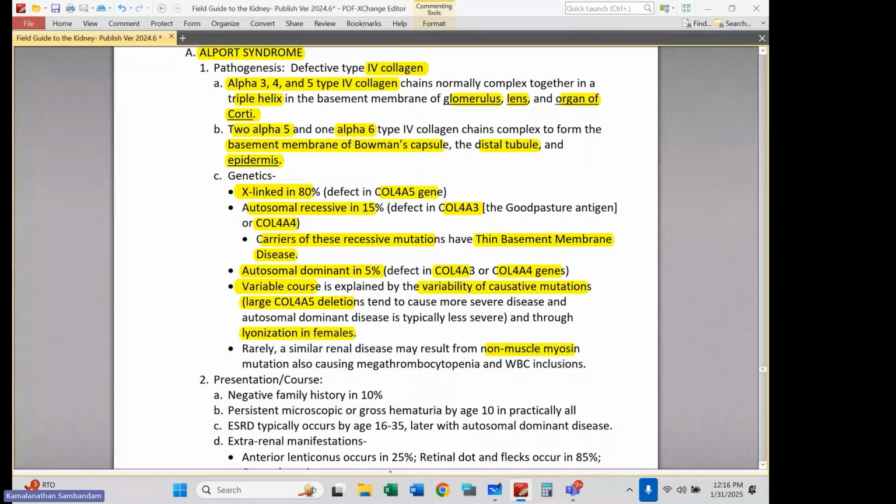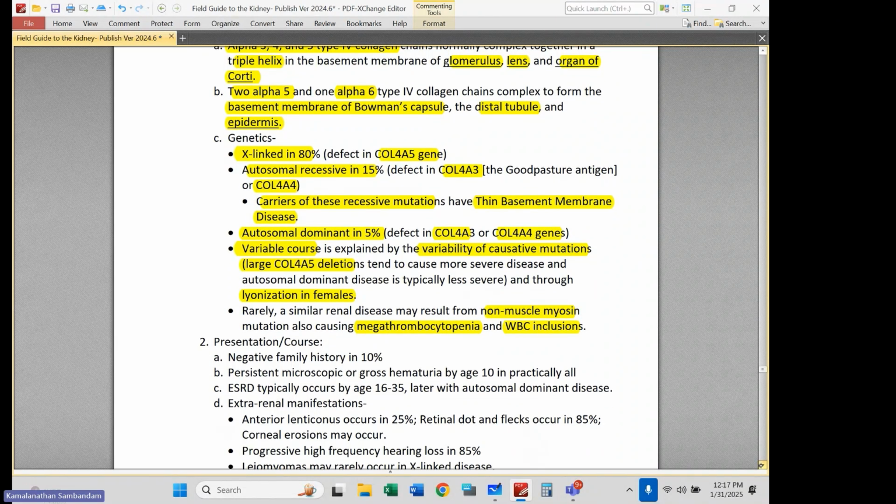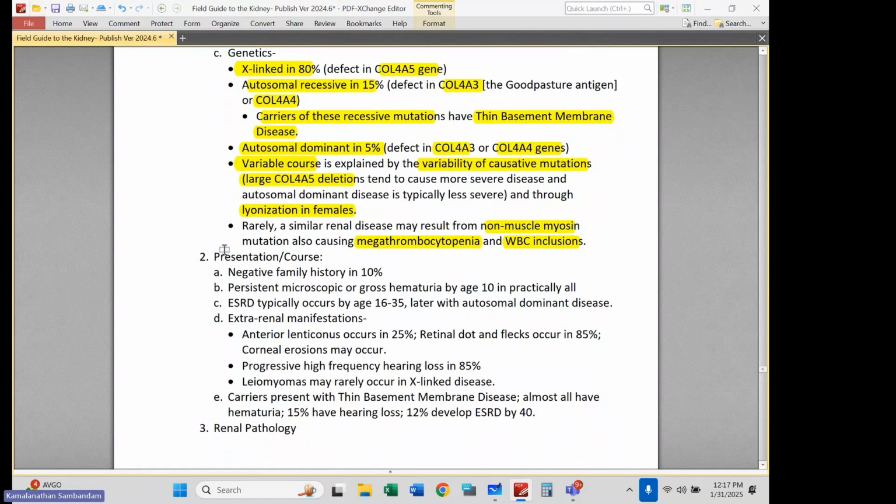This is a much more rare genetic underpinning of Alport syndrome, where you can have a mutation in a different protein, non-muscle myosin, and that too can present with glomerular basement membrane abnormalities, progressive CKD, and then also some other features, hematologic features, large platelets that are fewer in number, as well as some white blood cell inclusions. Okay. Now, let's then transition from that genetics over to some presentation.